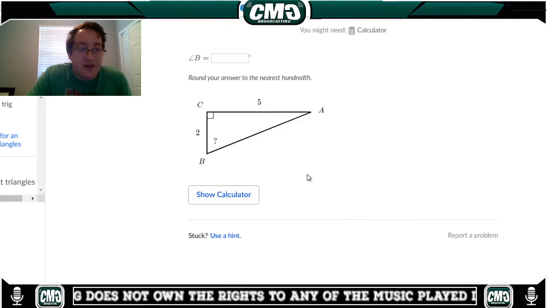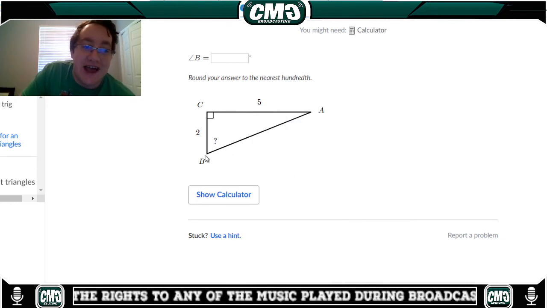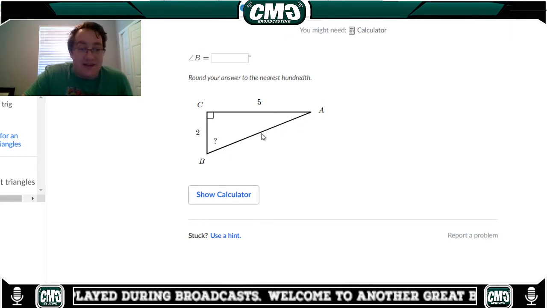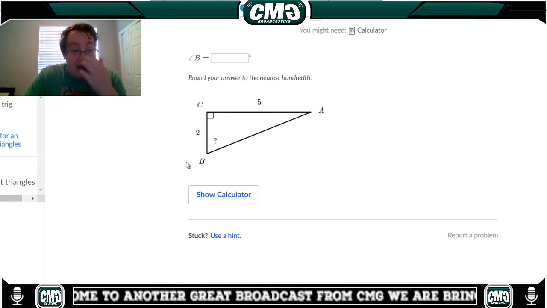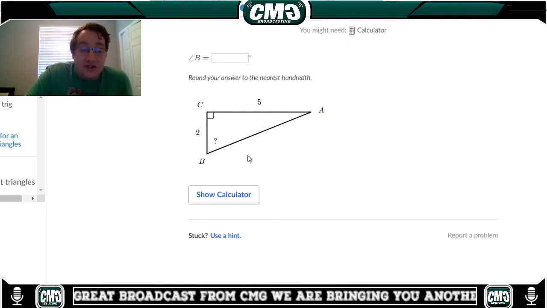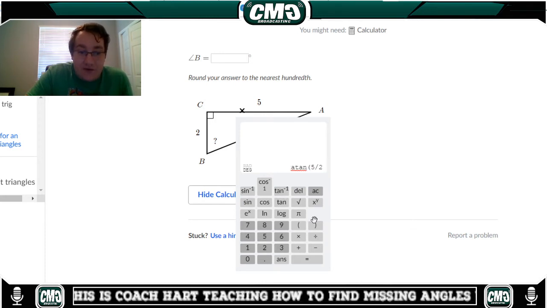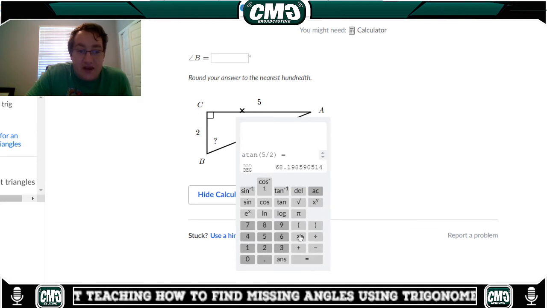Takes us to the next one that we've got here. Notice now the hypotenuse is the one that we don't have. So right away, when it's the hypotenuse that we do not have, this must be tangent that we are going to be solving for. So since tangent is opposite over adjacent, it would be 5 over 2 that we're putting into this inverse tan. Now, 5 over 2. And again, we get 68.198.